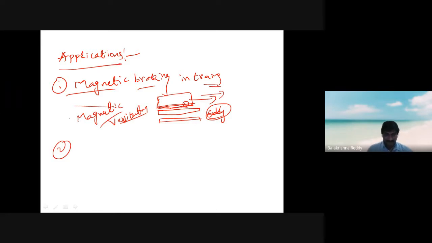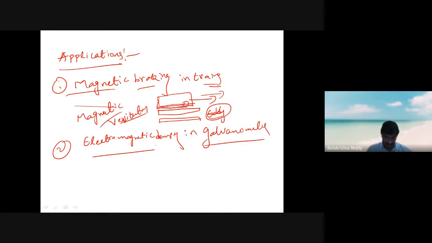Then the same concept is applied in electromagnetic damping in galvanometers. We studied the galvanometer, what a galvanometer is and what its effects are, right? In the galvanometer, when electromagnetic damping comes into the picture, we know that the needle rotates in the forward direction when current passes through it. Suddenly the current passes and it shows the effect.